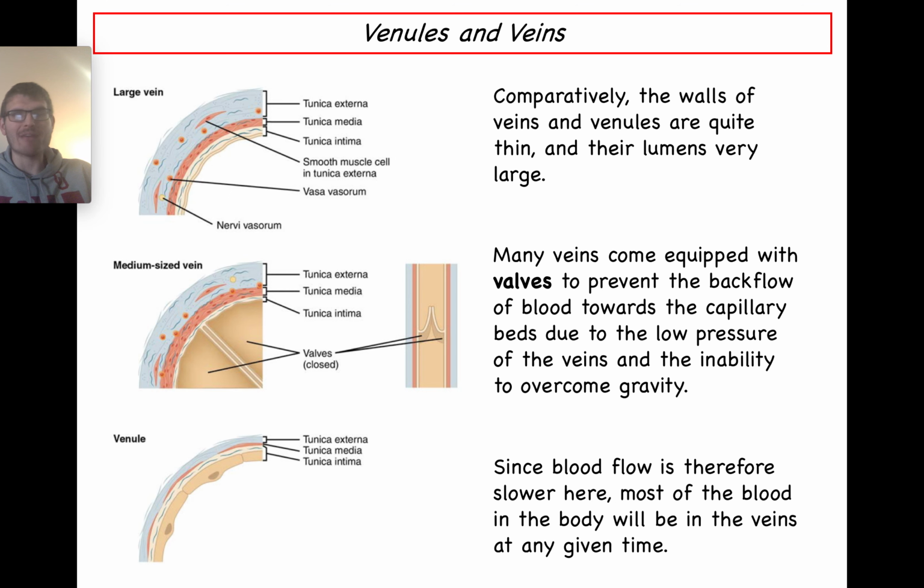And because we have very low pressure blood contained within the veins, the blood flow is going to be relatively slow here, which ultimately is going to mean for us that the majority of the total 5 to 6 liters of blood in our body, the majority of that at any given time is going to be in the veins rather than the arteries.